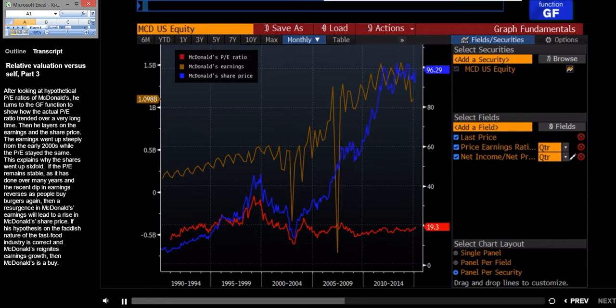If the PE remains stable, as it has done over many years, and the recent dip in earnings reverses as people buy burgers again, then a resurgence in McDonald's earnings will lead to a rise in McDonald's share price. If this hypothesis on the faddish nature of the fast food industry is correct, and McDonald's reignites earnings growth, then McDonald's is a buy.